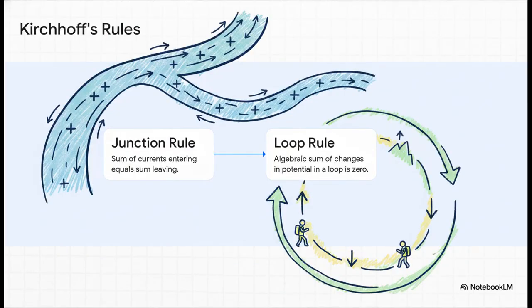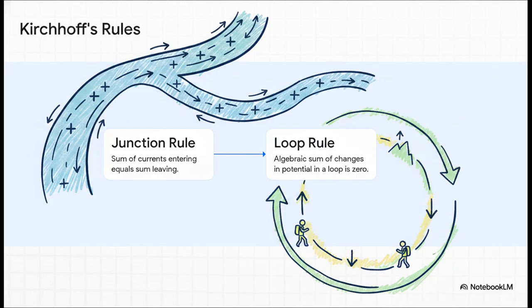And here is that system, cleanly laid out in 2 steps. Step 1, the junction rule. The sum of currents entering any junction exactly equals the sum leaving. Think back to our river analogy again. If a river splits into 2 streams, the water doesn't magically disappear. 3 amps flowing in means 3 amps must flow out. It's just the conservation of charge.